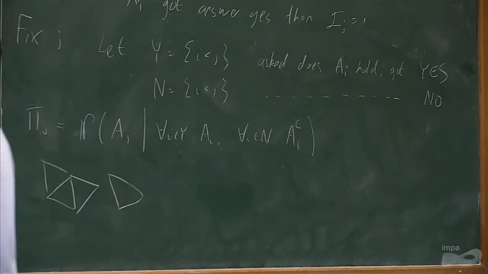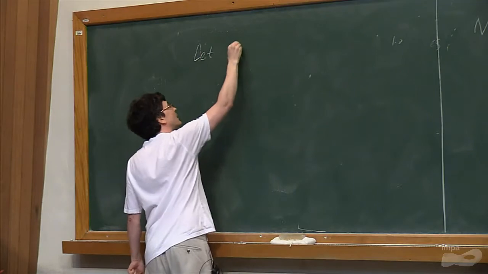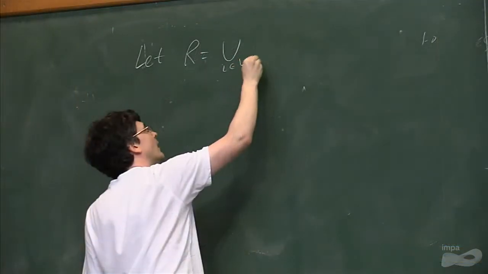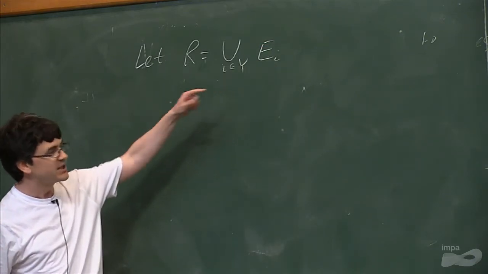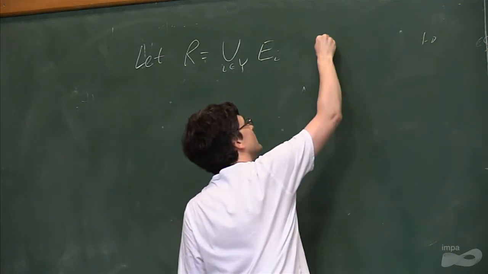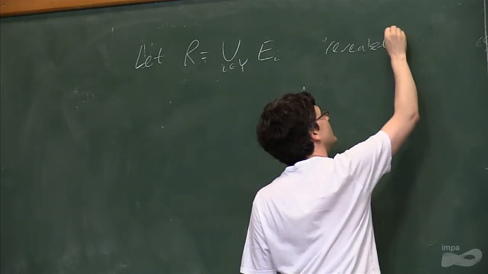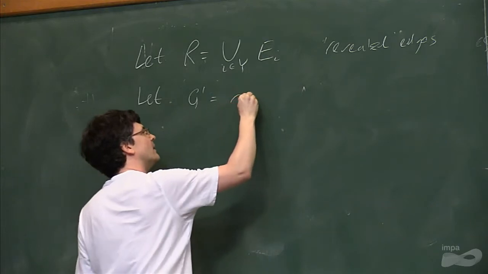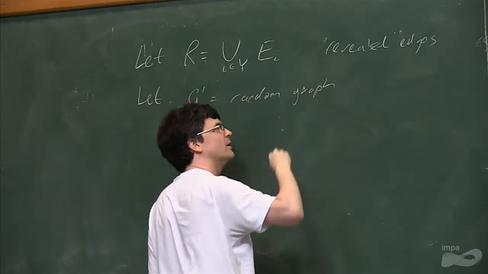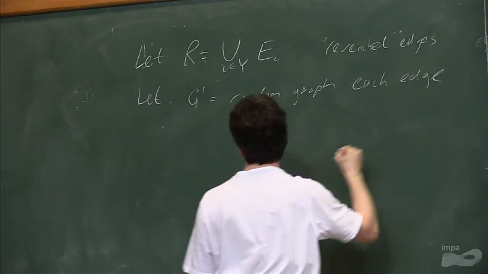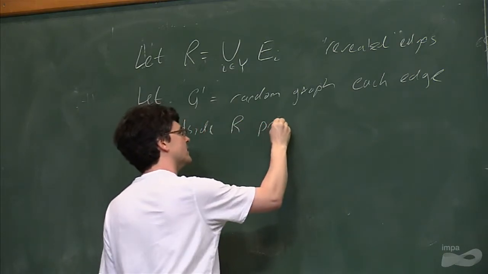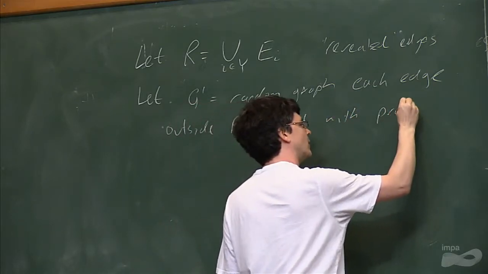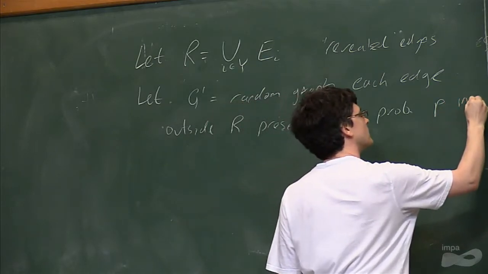Okay, so let's write, I think I had F, but that's bad if you generalize from K_r to other graphs to F-factors. Let's say R for the set of revealed edges. So that R, which is a random set of course, will be the union over i in Y of E_i. So these are the edge sets of the triangles that we revealed to be present. And let's think about a different random graph. Let G' be the random graph where the edges in R are definitely present, and each other edge outside R is present with probability p independently.